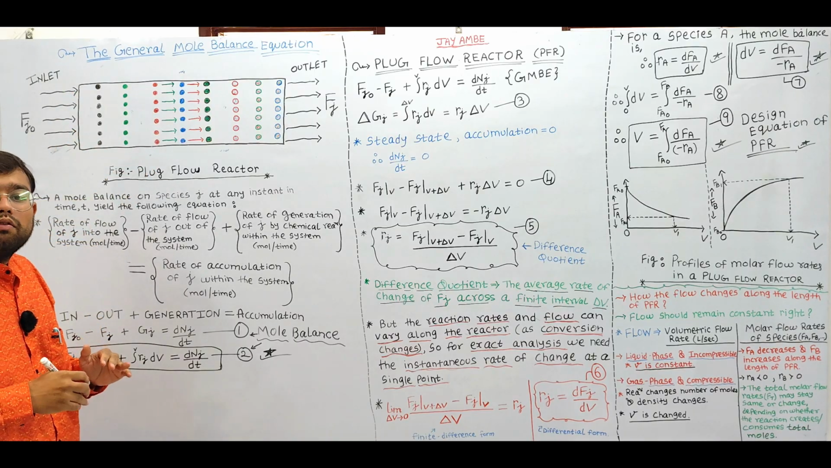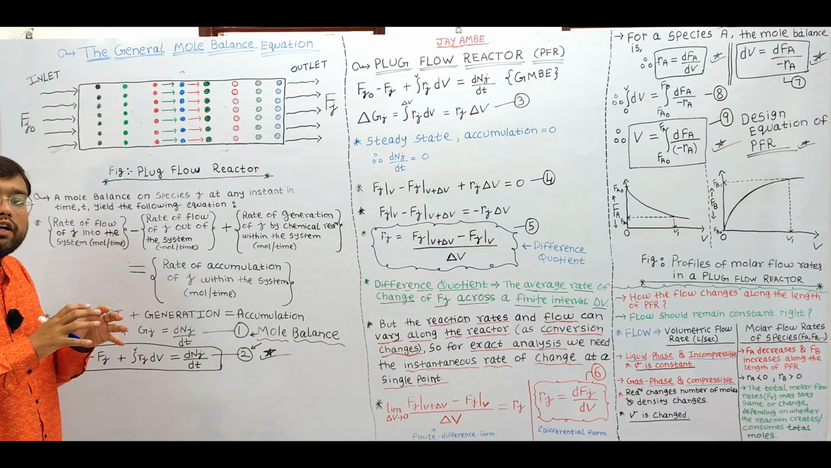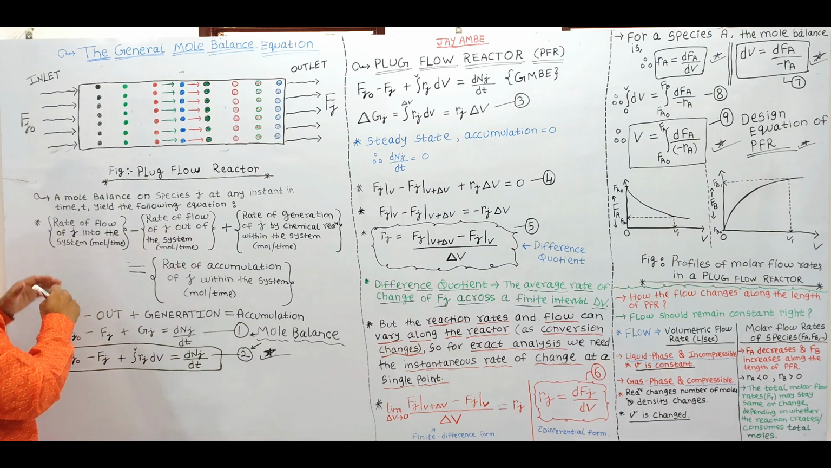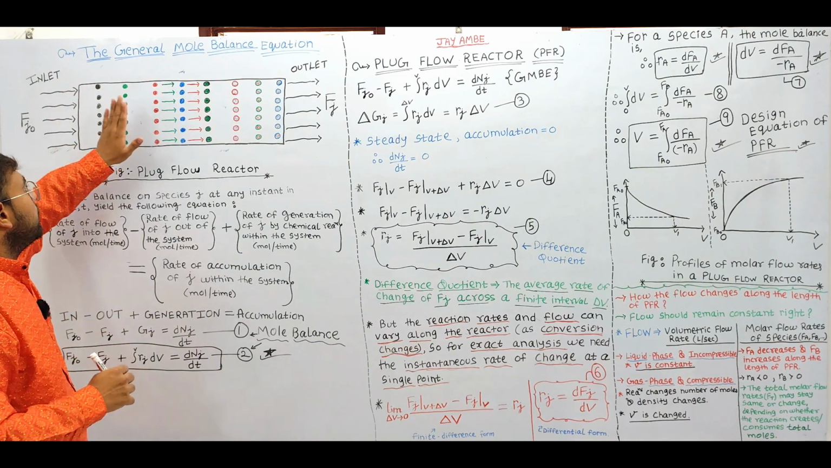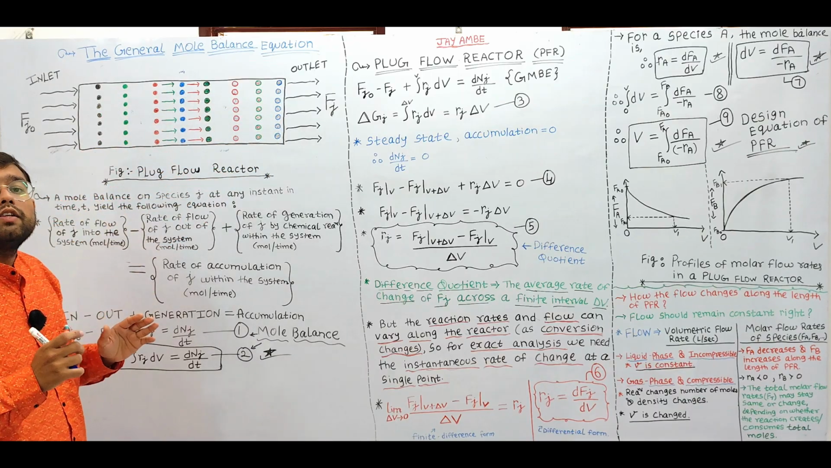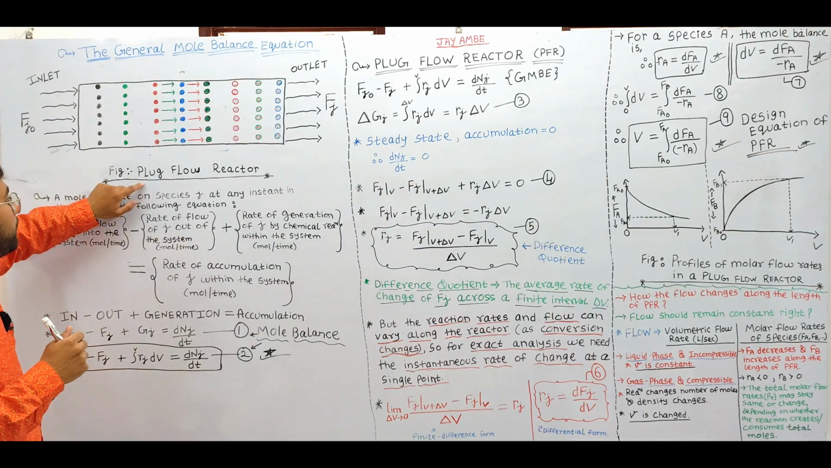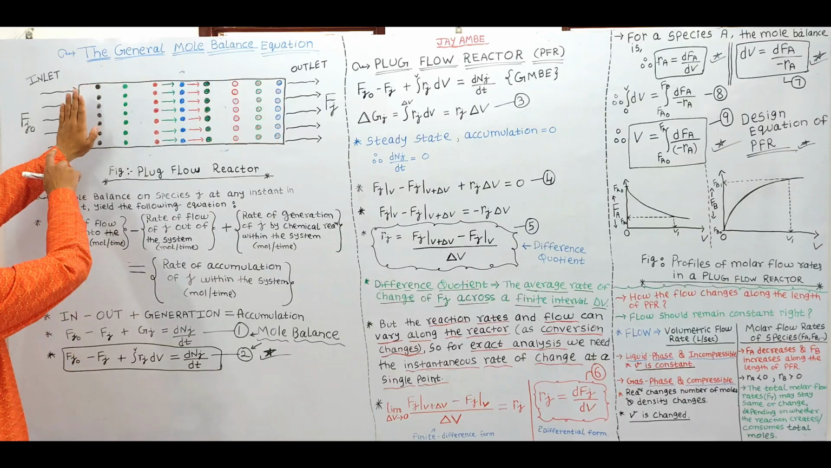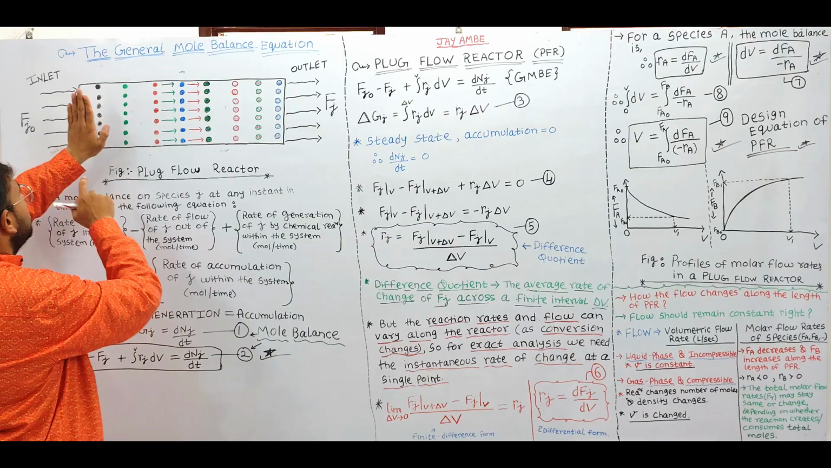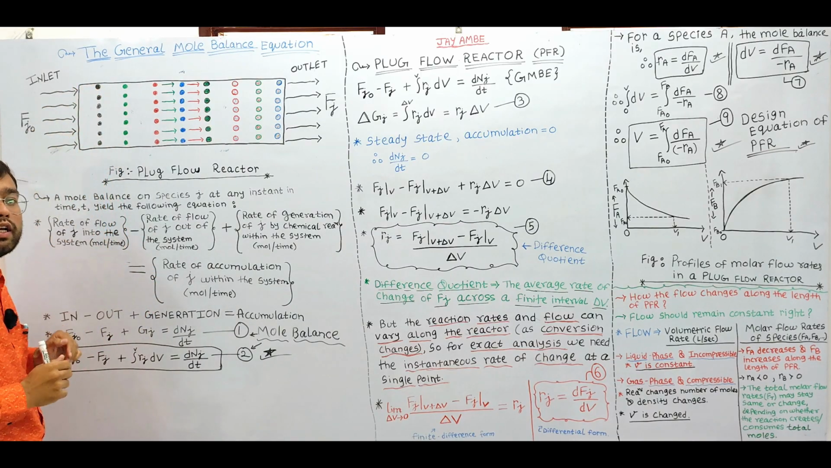We'll understand this at a very molecular level. We'll try to zoom in. Let's say we divide the fluid which is flowing through the reactor into very small, infinitely small volumes at a molecular level. So let's say this is the fluid which is flowing through the reactor, and we are dividing this entire fluid into infinitely small parts.